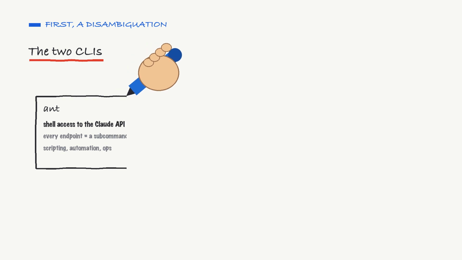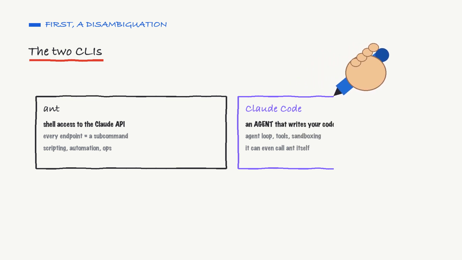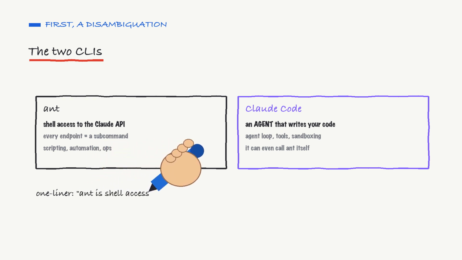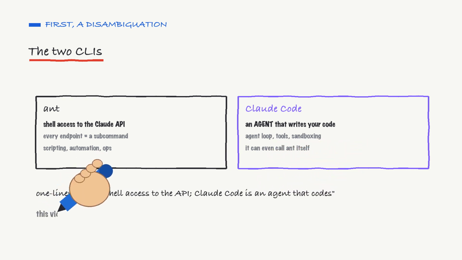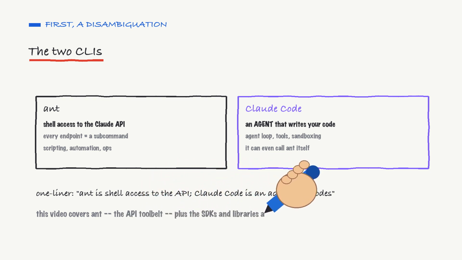One confusion to clear immediately, because the word CLI is doing double duty. Ant is the Claude API command line tool. Every API endpoint becomes a shell subcommand. It's for scripting, automation, and operations. Claude Code is something else entirely, an agentic coding tool, the agent that writes and edits code for you, with its own loop, tools, and sandboxing. Fun fact: Claude Code can itself shell out to Ant for API operations. The one-liner to remember: Ant is shell access to the API. Claude Code is an agent that codes. Today we're covering Ant, the SDKs, and the libraries around them.